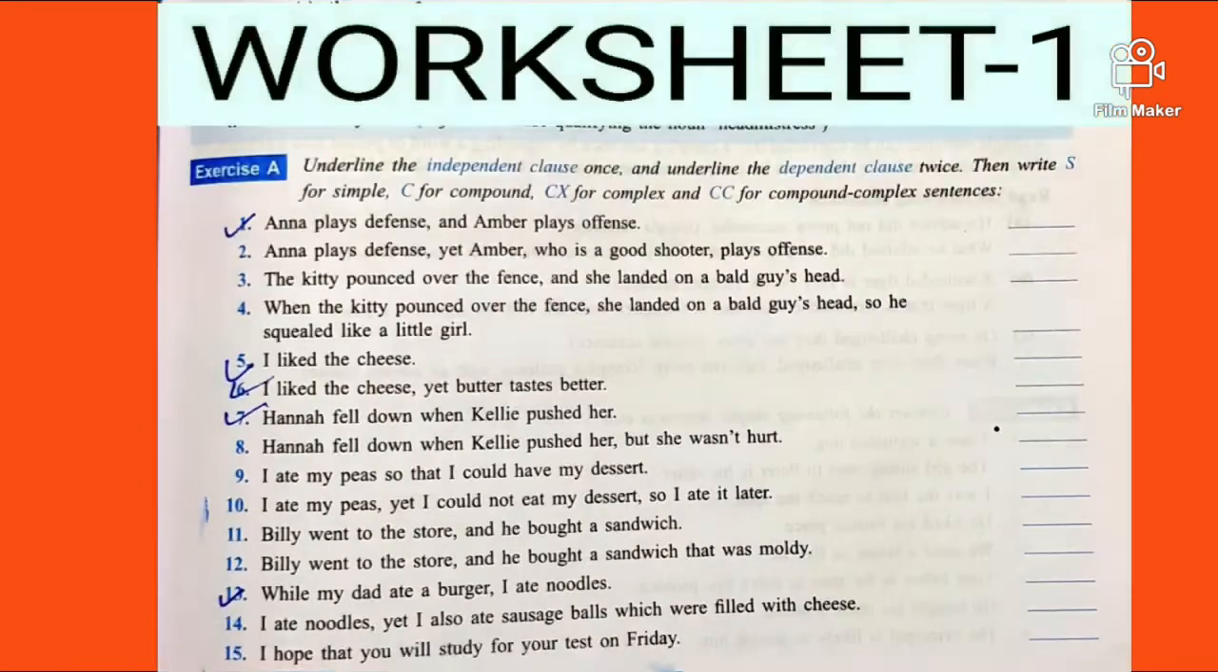Now moving forward to our first exercise, exercise A. Underline the independent clause once and underline the dependent clause twice. Then write S for simple, C for compound, CX for complex, and CC for compound complex sentences. Try to do this exercise by yourself. This is a worksheet, and in our next segment, I will explain and solve this exercise for you.